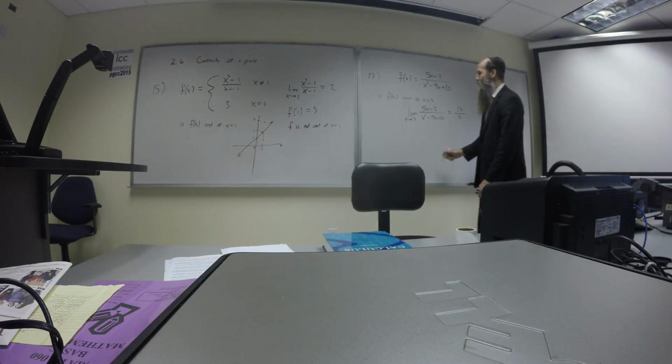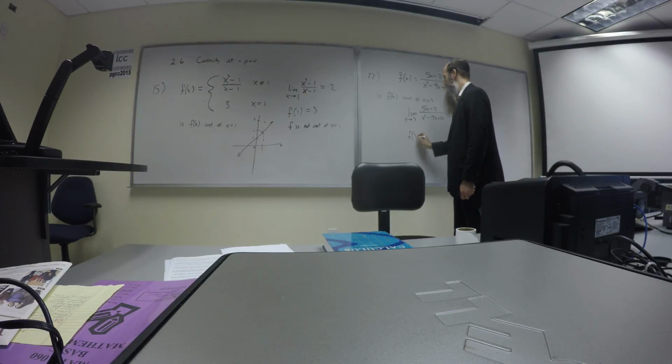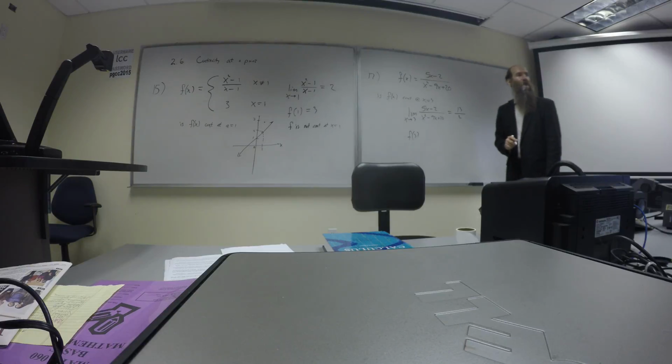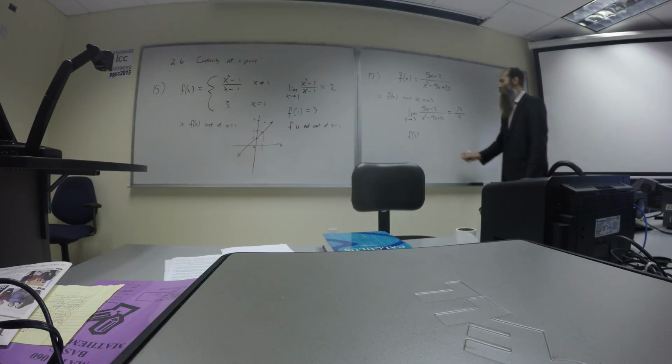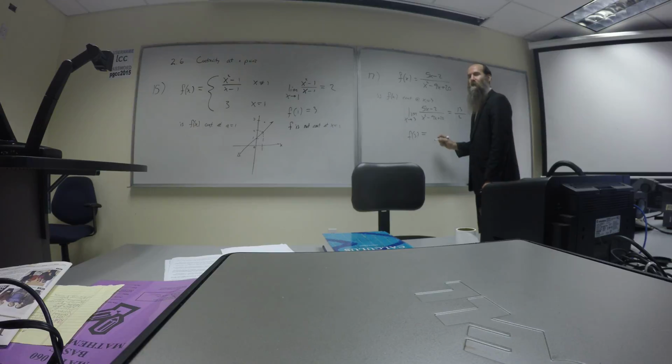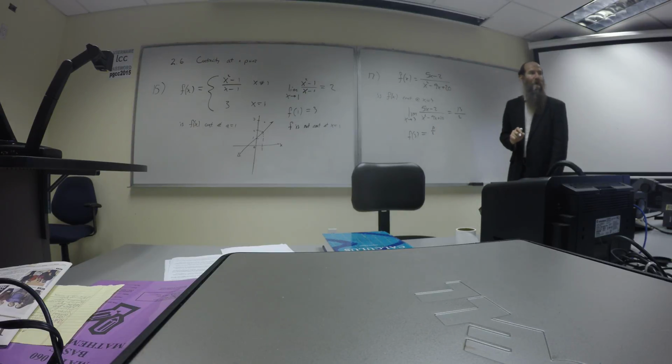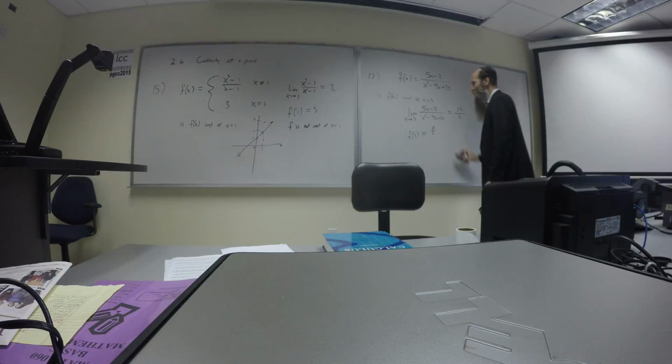What is the function at 3? How do you find the function at 3? Plug it in. It's remarkably similar to what you just did with the limit. Don't get confused, right? So that answer has to be what? 13 halves. So are they the same thing? Yeah. So therefore this function is continuous at 3. Okay? Try one more.